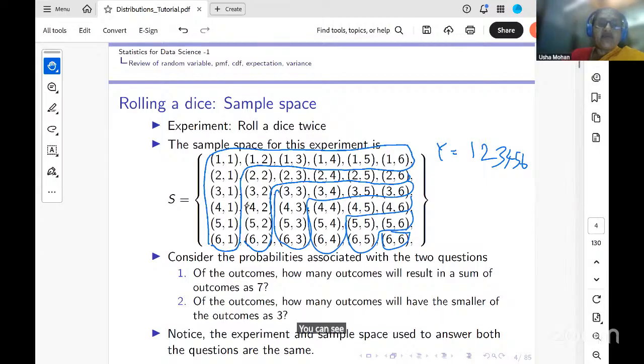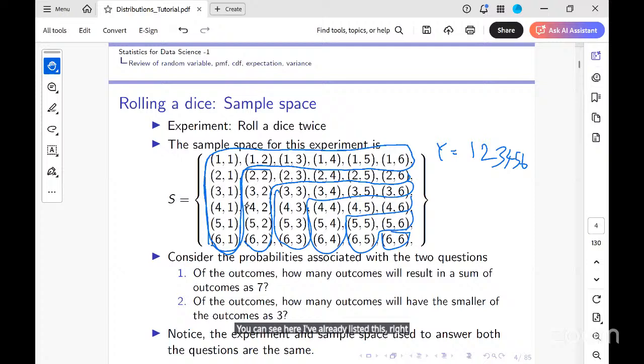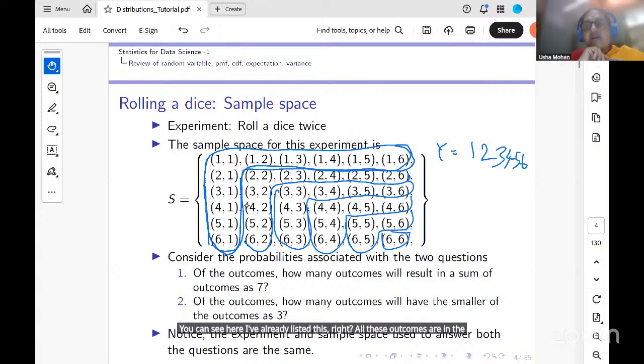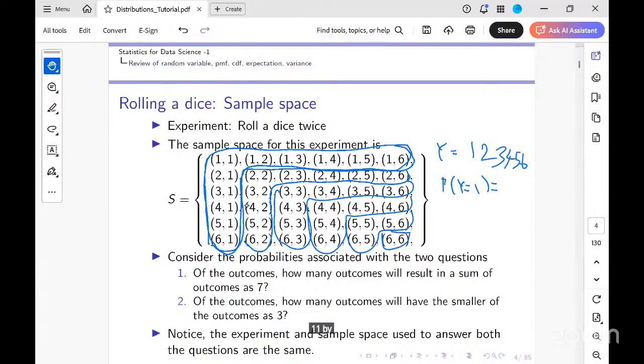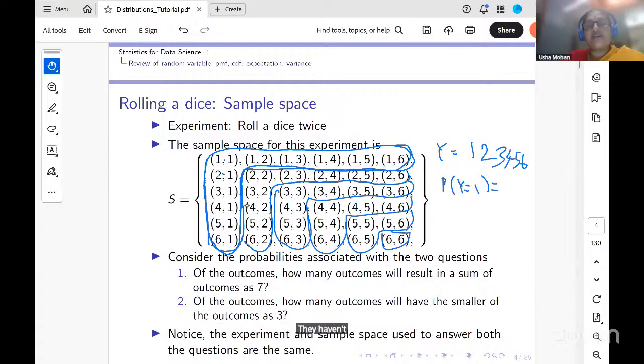You can see here I have already listed (1, 1), (1, 2), and so on. All these outcomes are in that event, right? Now what is the probability of y equal to 1? It's 11 by 36.